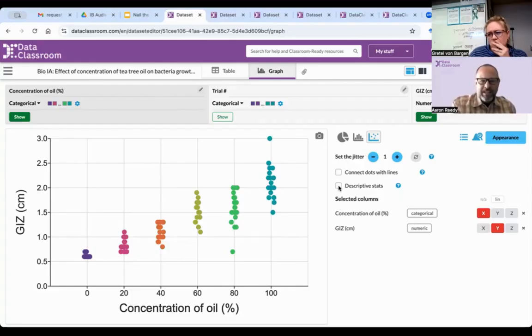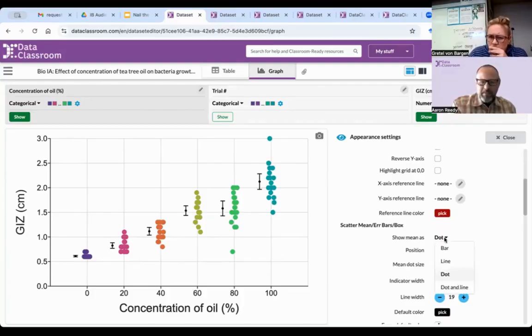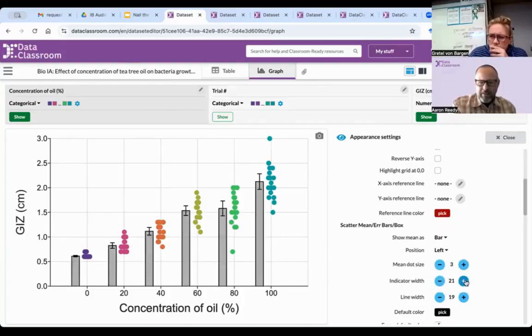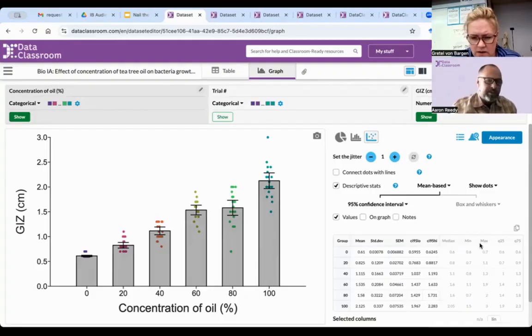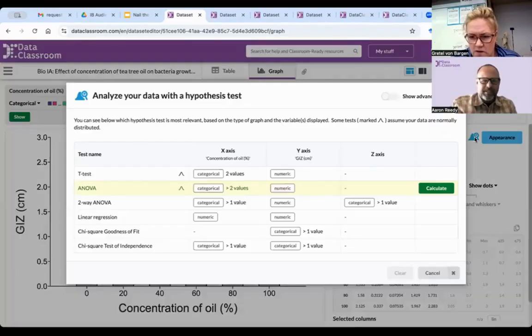And this will give us the ability to add descriptive statistics here. And we're looking at mean and 95% confidence interval. But I'm going to show these means as bars, and I'm going to make those bars much wider than the default. I want to say with this graph, the question that the student is asking is, does the GIZ differ by treatment, right? Does it differ by this concentration of oil treatment? And I think the answer is a resounding yes here. It does. If I want to apply statistics, I'm going to pop open the graph-driven hypothesis test.